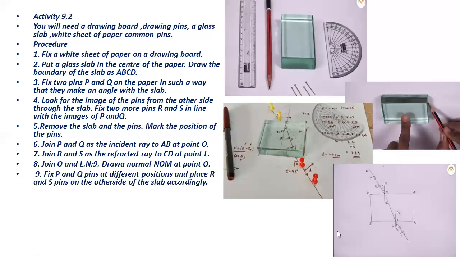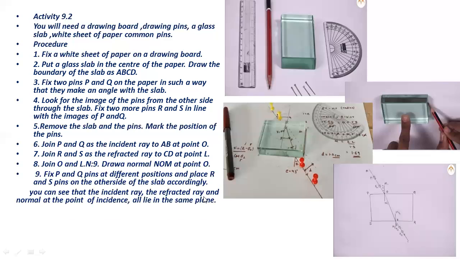Fix P and Q pins at different positions and place R and S pins on the other side of the slab accordingly. You can see that the incident ray, the refracted ray, and the normal at the point of incidence all lie on the same plane. Incident ray, refracted ray, and normal all lie on the same paper. So you can say all lie on the same plane. This was all about the process of refraction.